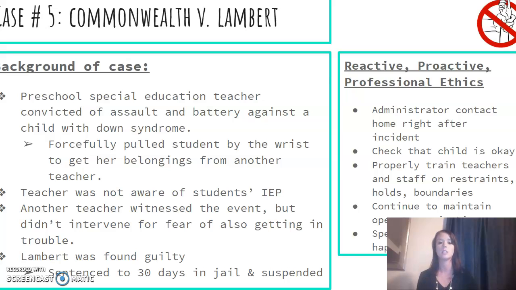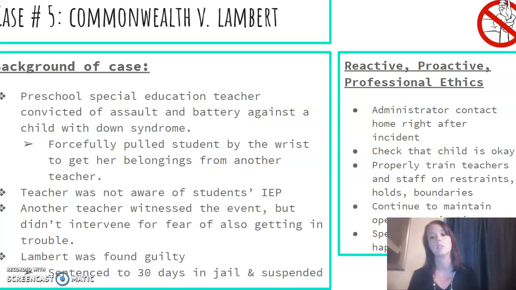The teacher who did this was not aware of the student's individual education plan, and there was actually another teacher who witnessed the whole event happening but didn't feel comfortable going up and intervening because she knew what was happening was not appropriate and she didn't want to get in trouble as well. So in this case, Lambert, the teacher, was found guilty and was sentenced to 30 days in jail and 30 days suspension from the school.